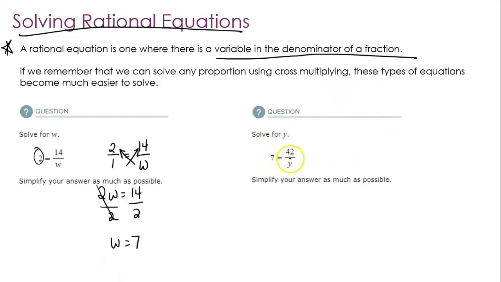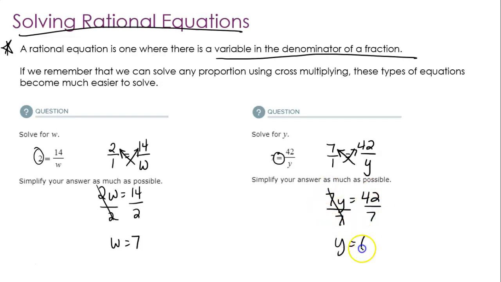Same thing for this one. Oh, it's almost a proportion, but not quite. It has an equal sign equal to a fraction. I can also make the 7 into a fraction, and now I have a proportion. I can cross multiply. 7 times y is 7y. 1 times 42 is 42. We have a one-step equation that we solve using division. 42 divided by 7 becomes 6, so y equals 6 there.